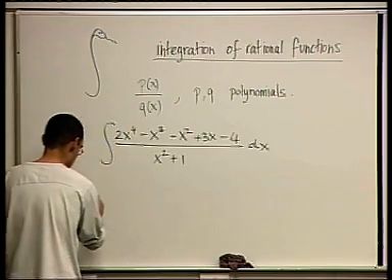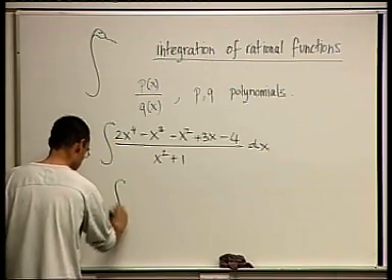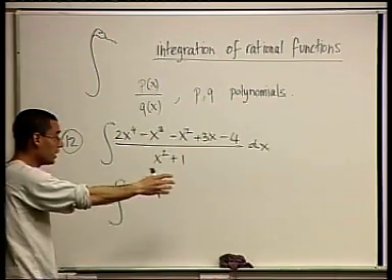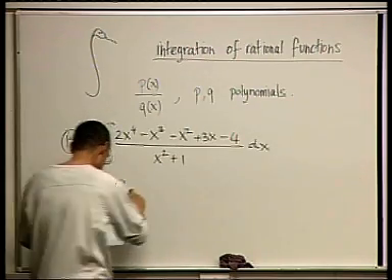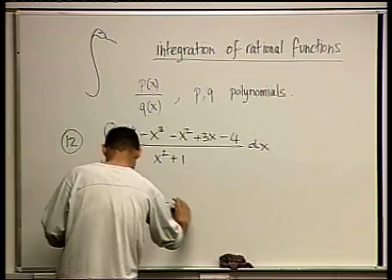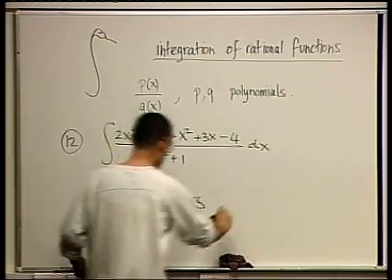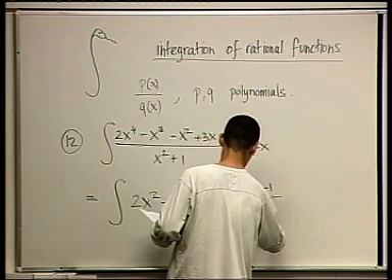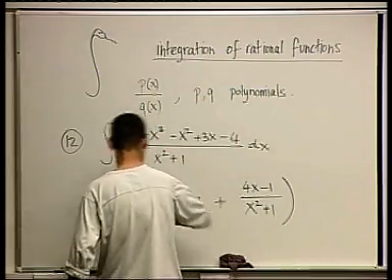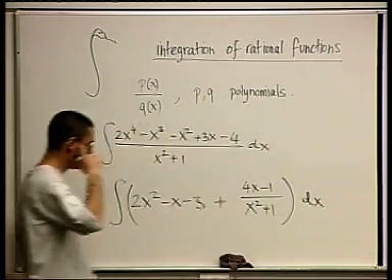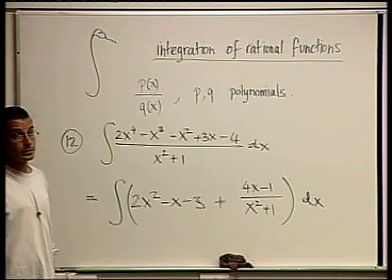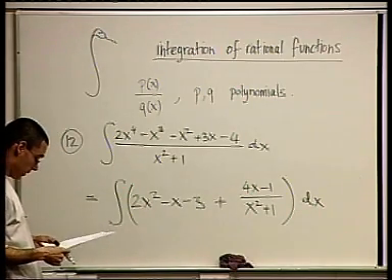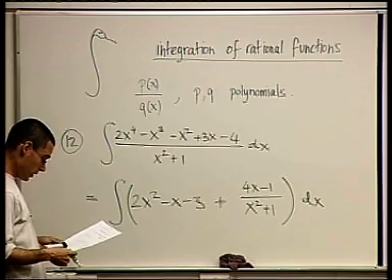And what you get after long division of polynomials is the result of the division plus the remainder, right? So what you get is 2x squared minus x minus 3 plus (4x minus 1) divided by (x squared plus 1). This is what you get. And you can check me. Just do the long division and see that you get the same thing. Okay, good.